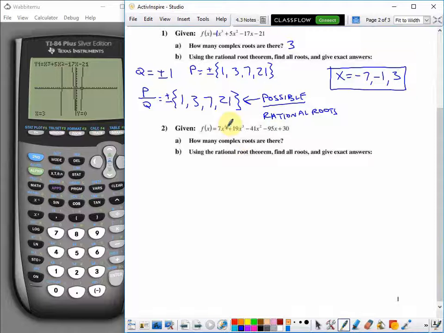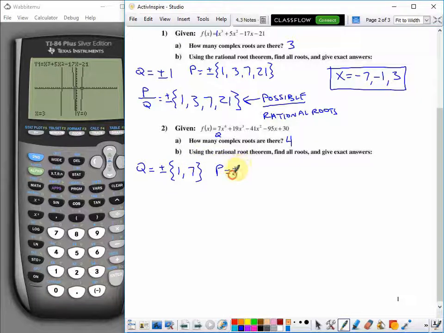This one here, number 2, is a degree of 4. So there will be 4 complex roots. Q is all the factors, positive or negative, of the lead coefficient, 7, so that's 1 and 7, goes into 7.